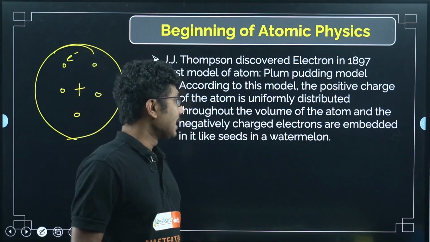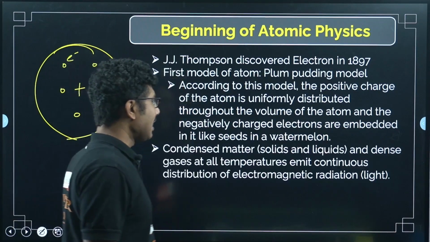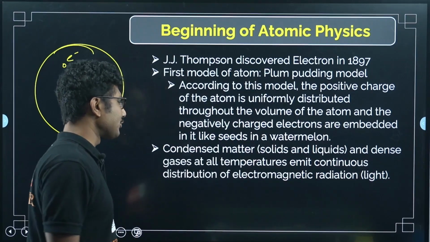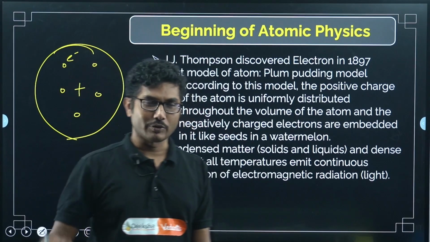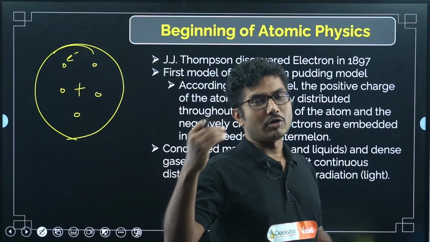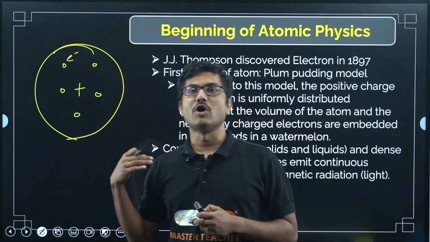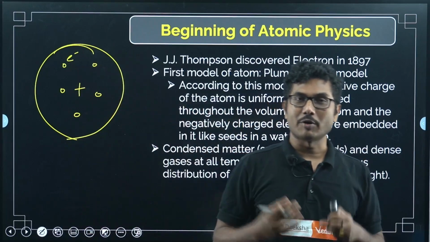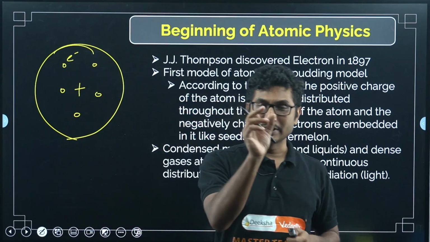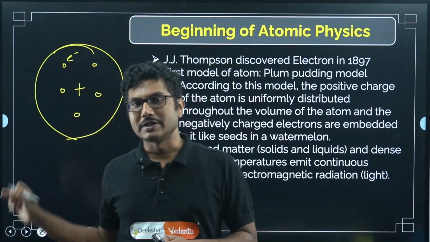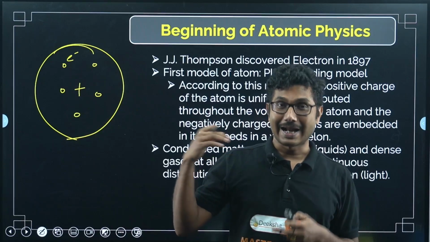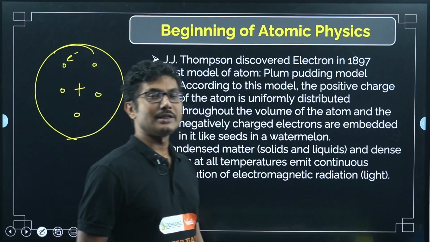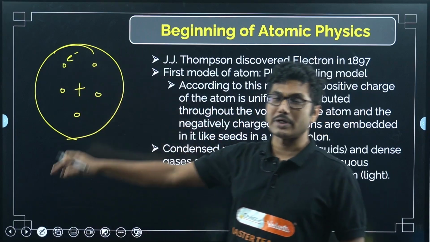That's what he said. Now condensed matter, that is solids, liquids and dense gases, at all temperatures emit a continuous distribution of electromagnetic radiation. When you heat up solids, gases or liquids and observe them closely, you see that they all have a characteristic light coming from them. Using that light you can determine, if the light is like this, then it must be hydrogen; if it is like that, then it must be some other metal or atom. So you can determine the type of atom from the characteristics of that light, but this model was not able to explain that, right?